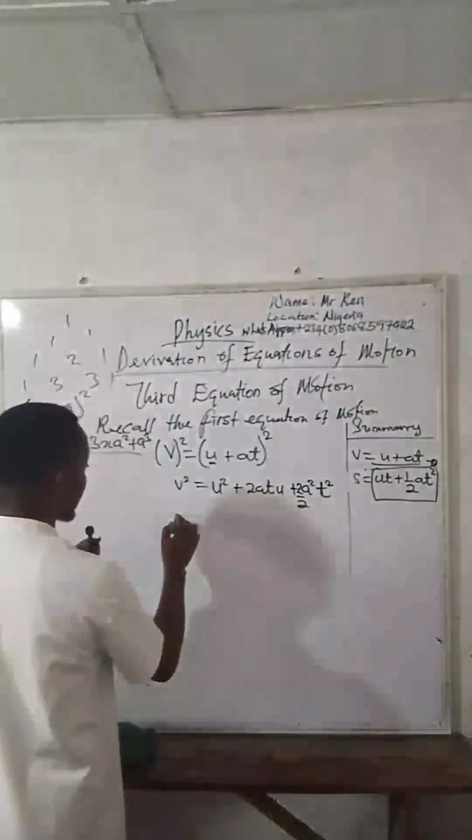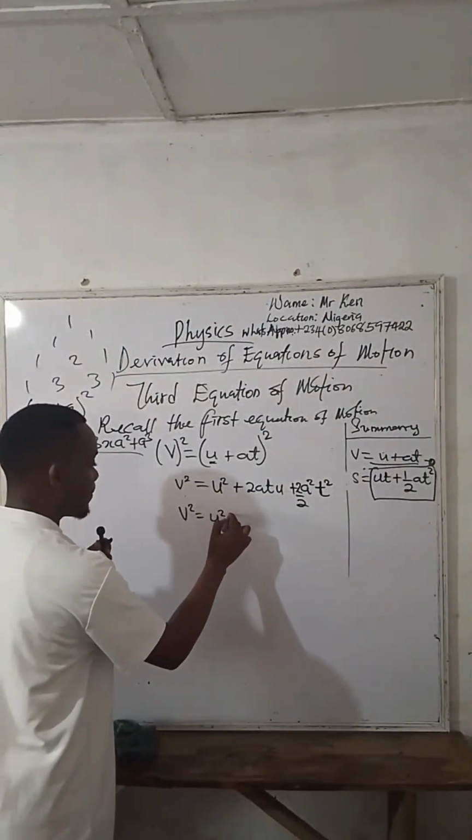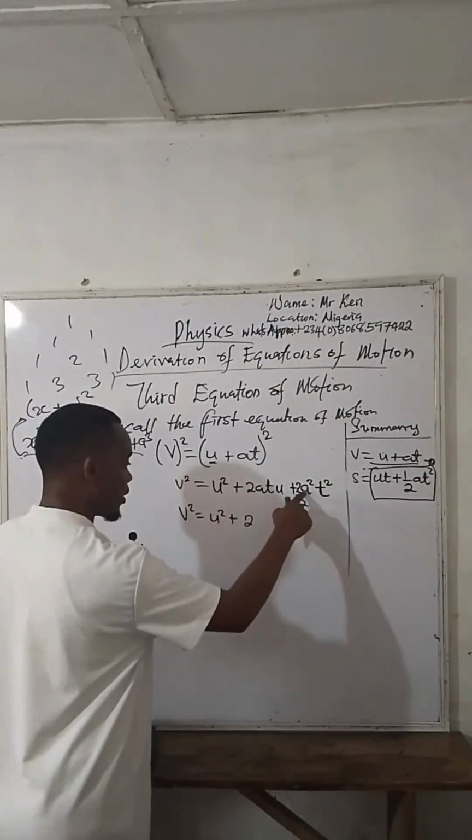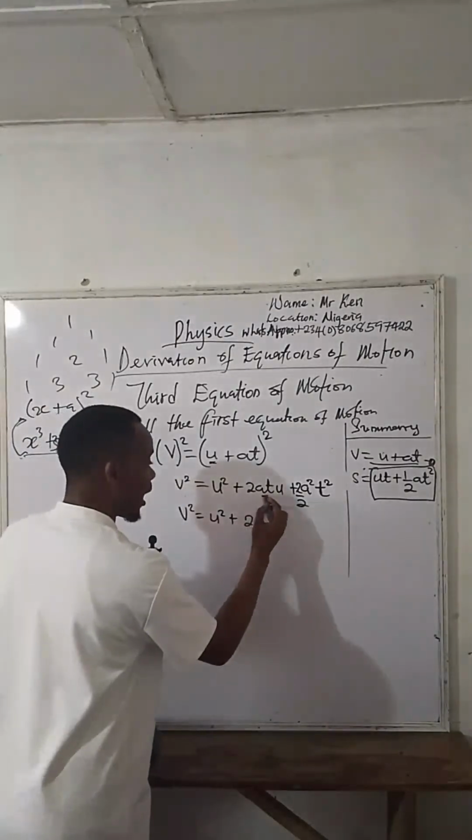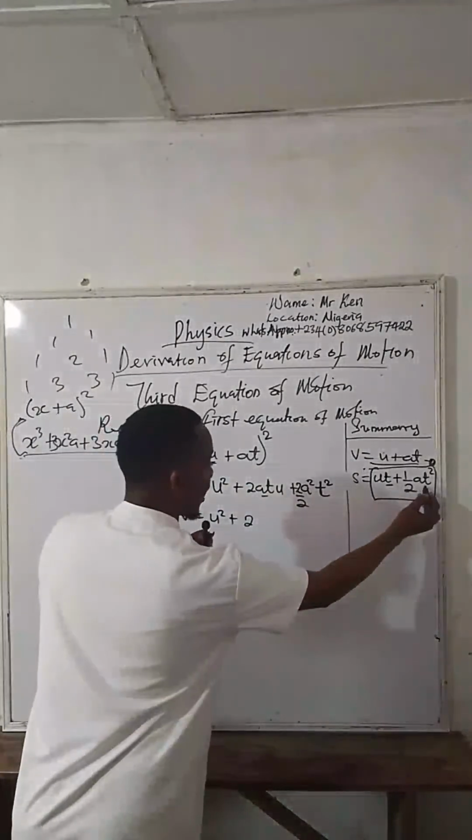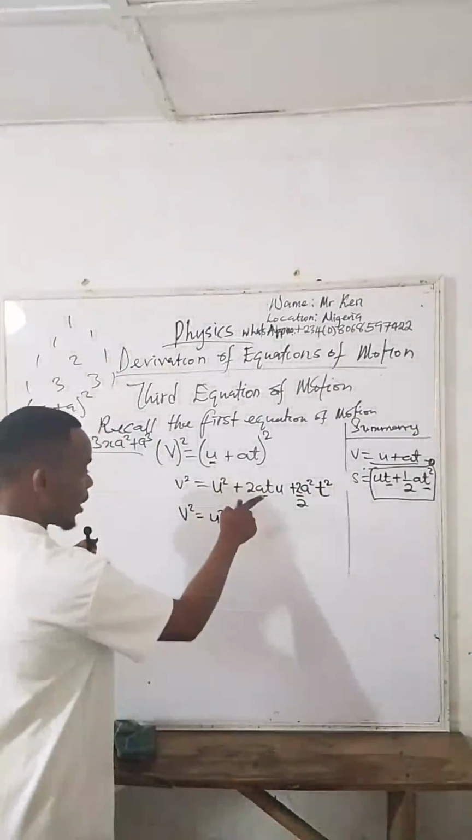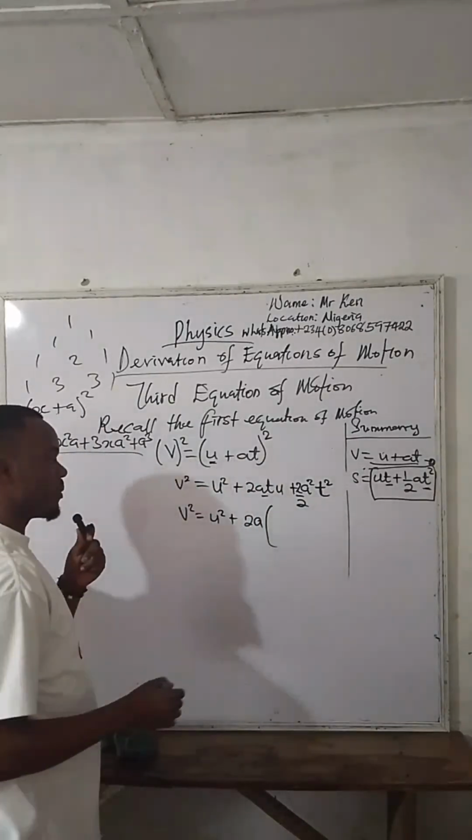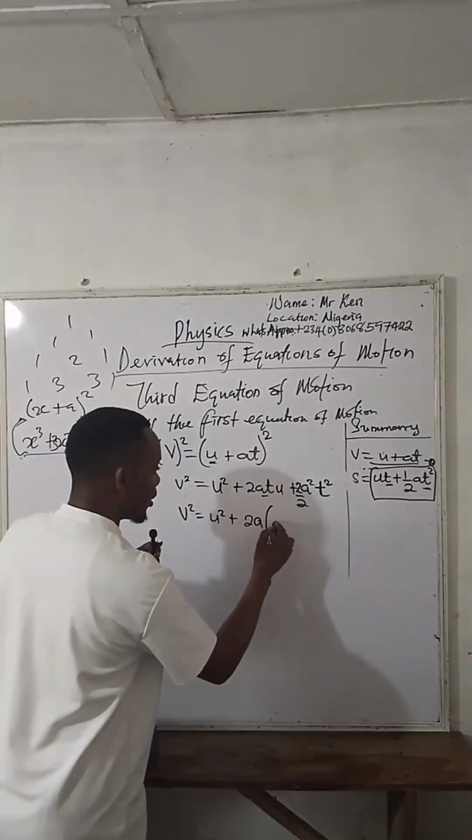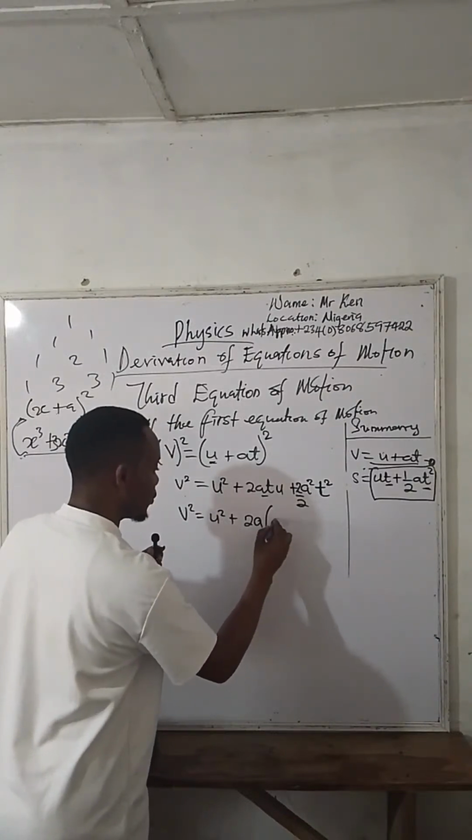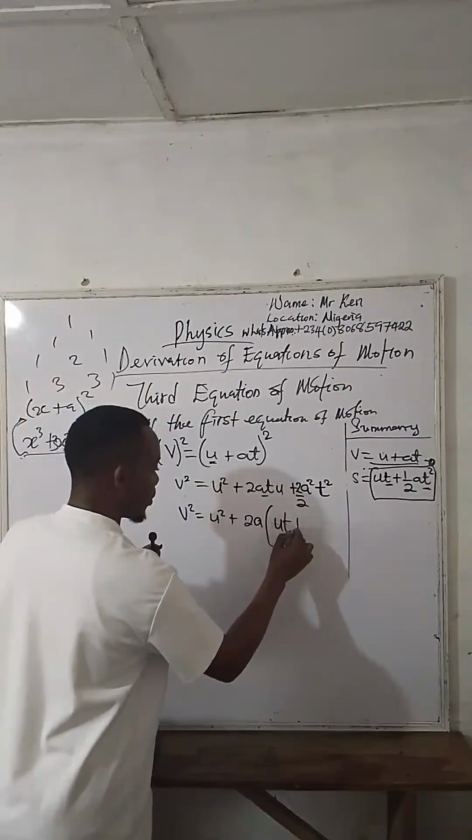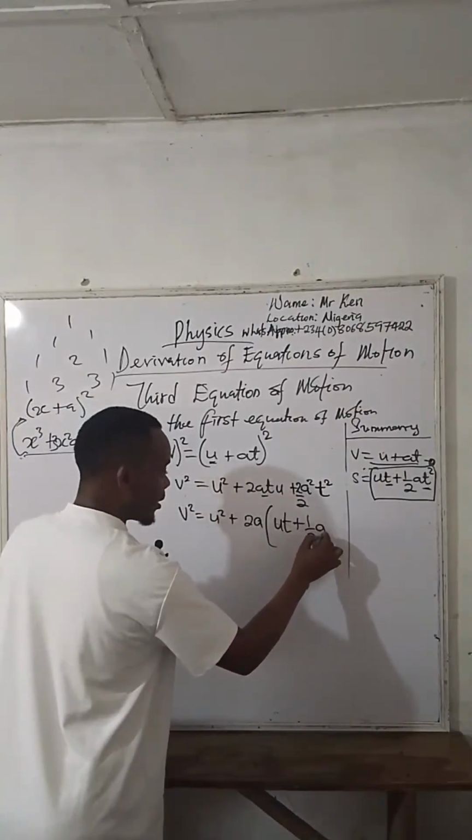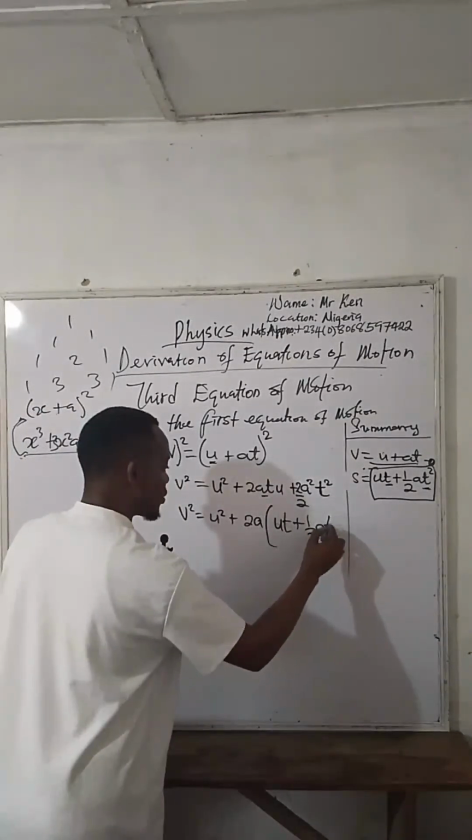So you get V square is equal to U square plus, now I will extract the 2. 2 is common here. Then A is common again. I no touch T because T there and T there. I no touch them. So I'll remove A. If I remove A, what remains is 2UT, U remains, T still remains, plus half remains, A remains here and T square.